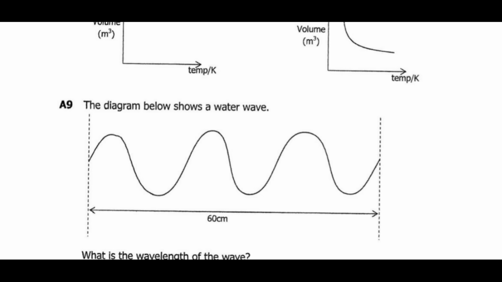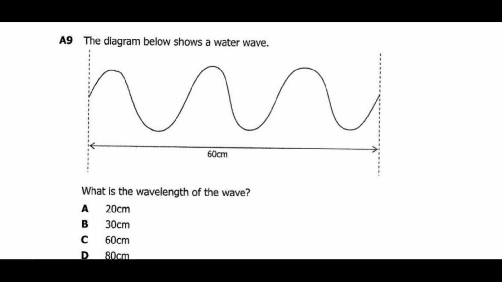Then we move on to question 9. The diagram below shows a water wave. What is the wavelength of the wave? The wavelength is just the distance covered by one complete cycle. We need to draw a straight line here, and the line that I'm drawing here is considered to be the rest position.